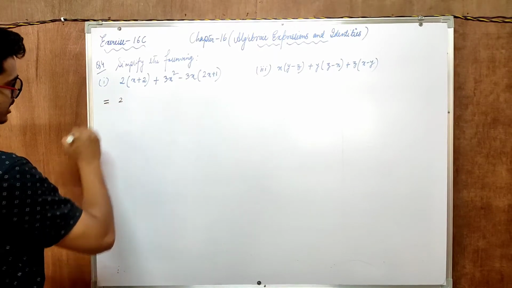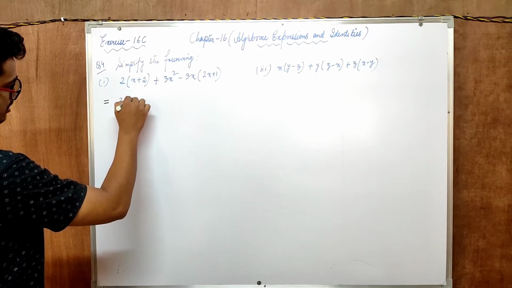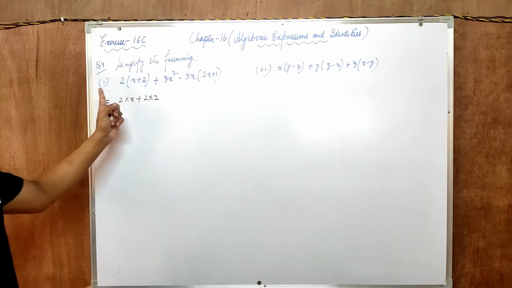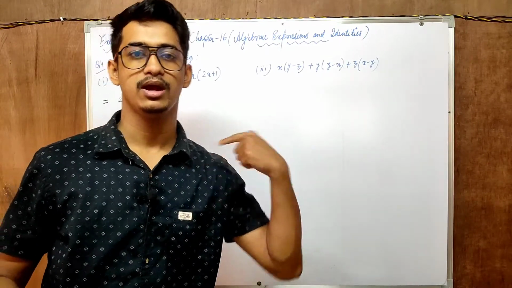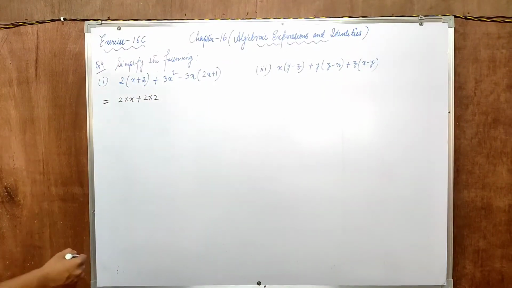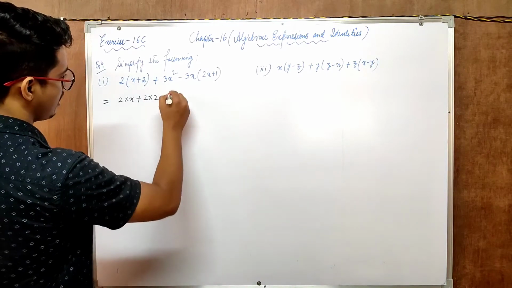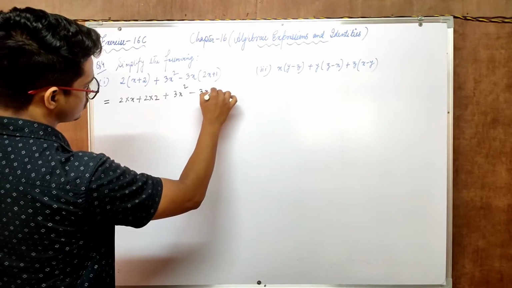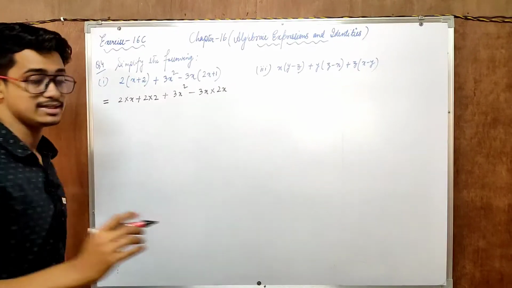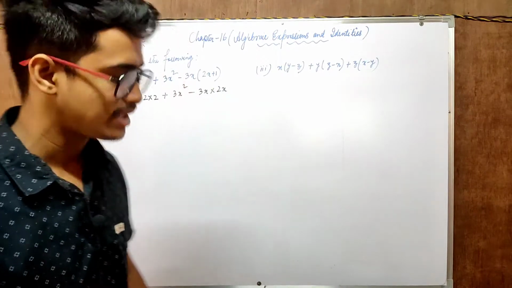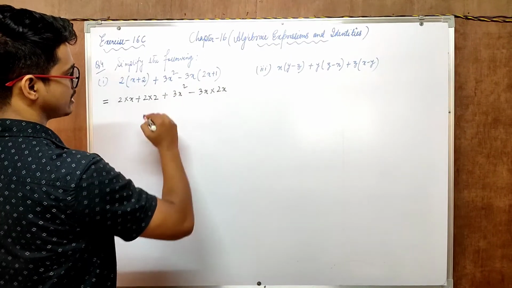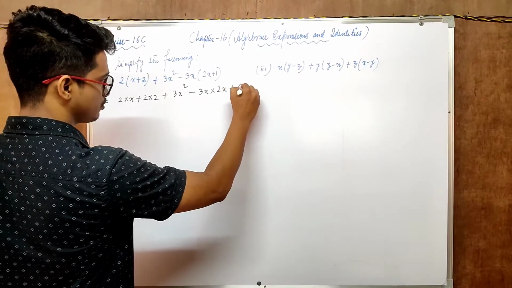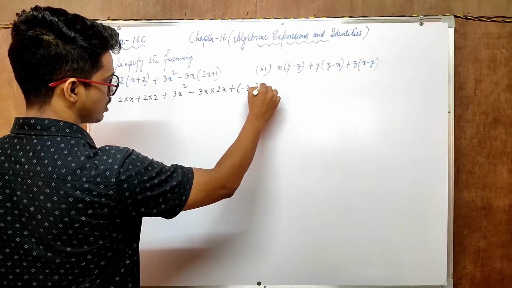So I will write 2 into x plus 2 into 2, because 2 is getting multiplied. The exterior part will be getting multiplied with the interior part. The outsider will be getting multiplied with the insider. After that 3x squared will stay as it is, and minus 3x into 2x. And after that, that is the most important part. Now let's just see. When these two terms are there, first of all put plus, no problem. After that minus is there, so put minus 3x into 1.